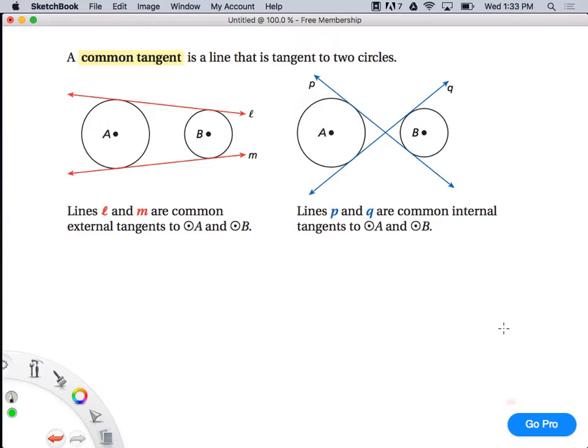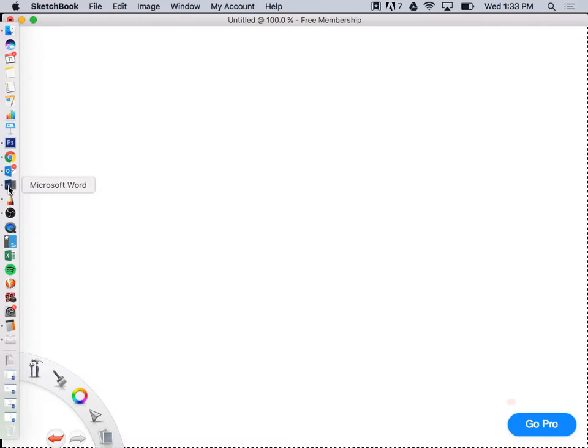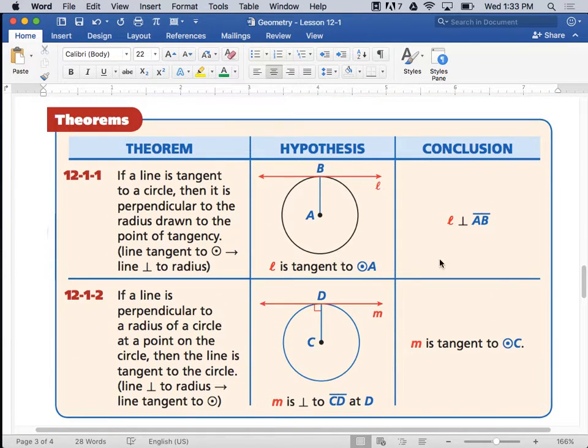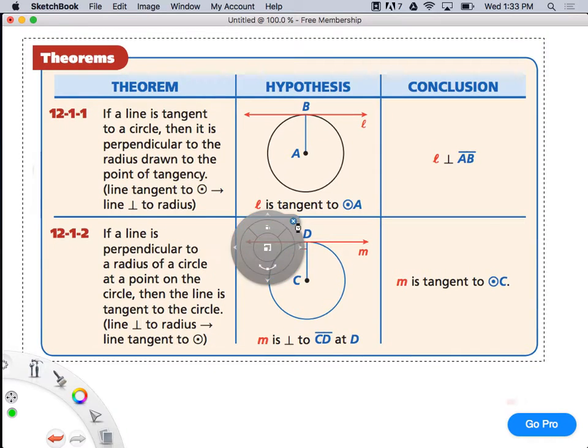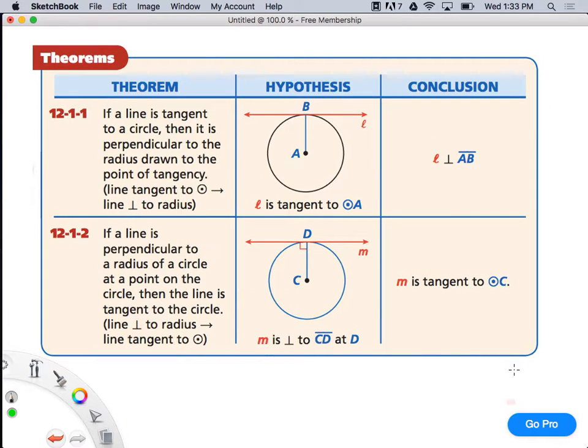Now the last thing, or second to last thing. The next page has two theorems that are basically the same thing. So don't worry about reading it, just look at it. What this shows is that if I've got a tangent line, it's perpendicular to a radius. The tangent is perpendicular to the radius.